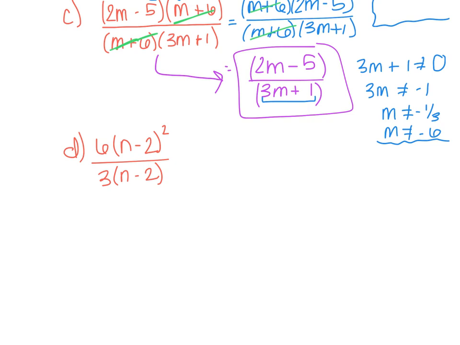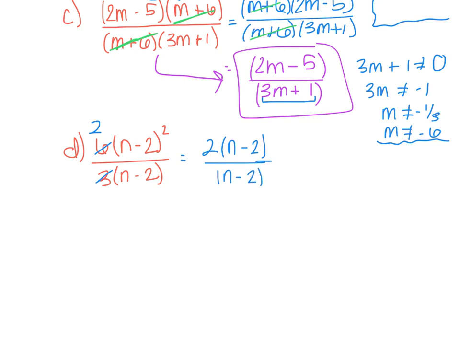The first one I'm hoping you saw is we've got 6 times something divided by 3 times something. That means we can think of this 6 over 3 as its own fraction, which we know simplifies to 2. Because 6 divided by 3 is 2, 3 divided by 3 is 1. So really what we've got is 2 remaining in the numerator, n minus 2 squared over n minus 2.